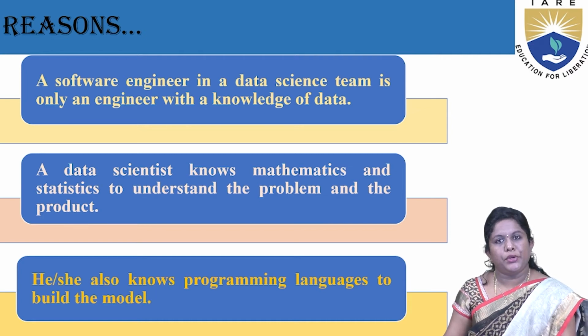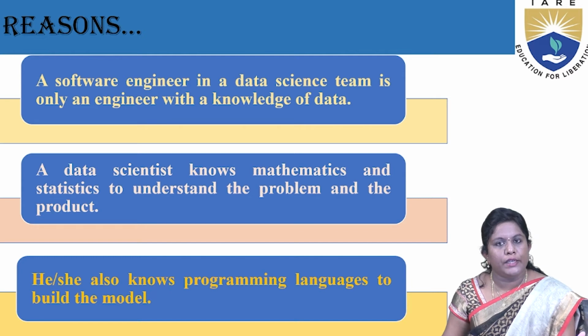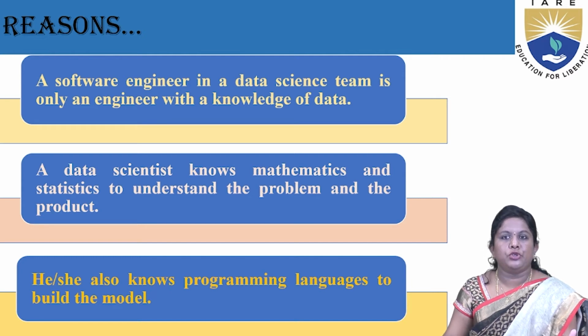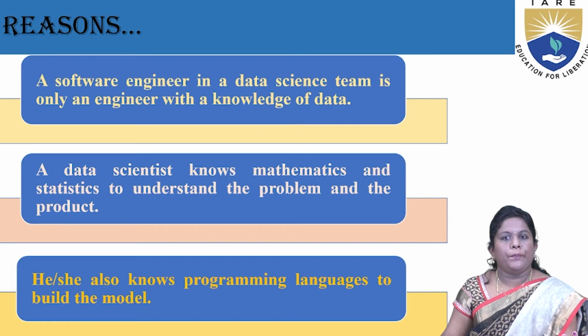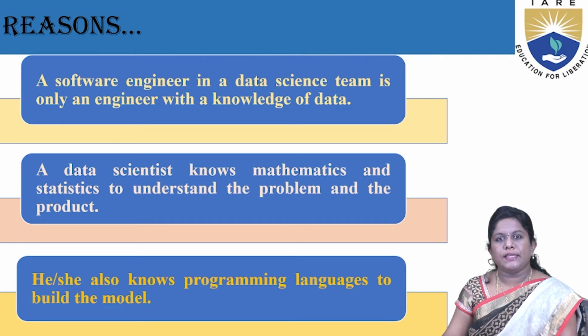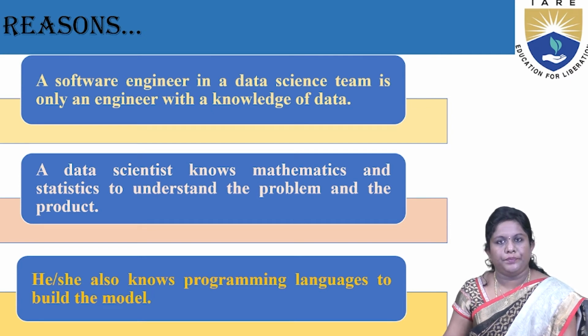But a data scientist knows mathematics and statistics to understand the problem and the product. He or she also knows a programming language to build a model. So what is this reason trying to focus on? It is saying that a software engineer completely focuses upon the knowledge of the data. A data scientist is able to do mathematics and statistics to understand the problem and the product. But to do all this, you require programming knowledge to build the model, which is where software engineering comes into existence and its importance is reflected.